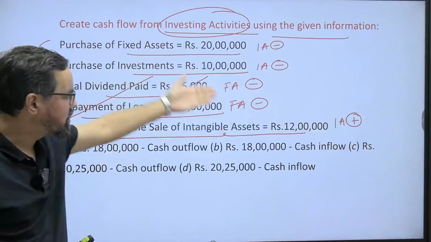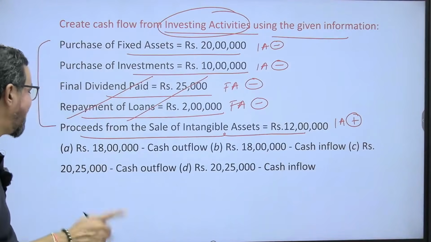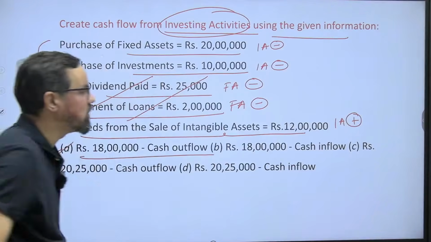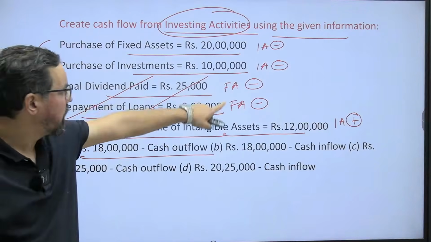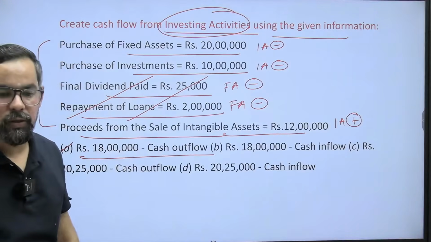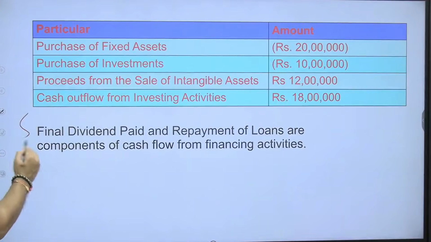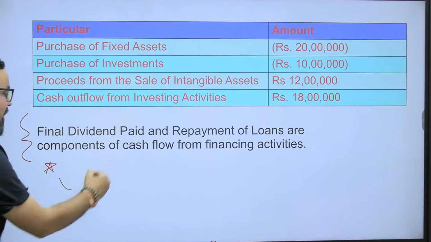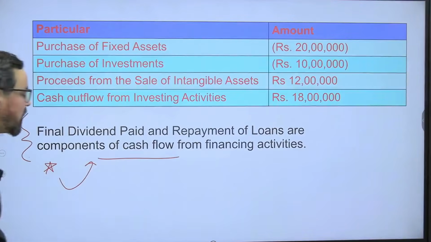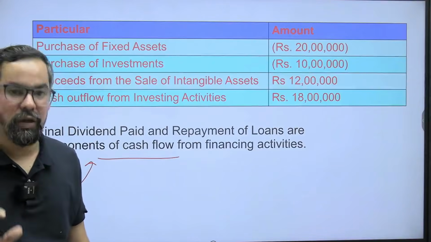Now plus minus everybody knows. So 30 lakhs minus 12 lakhs, your answer will be 18 lakhs. So 18 lakh cash outflow will be the right answer for this particular one, because the inflow is only 12 lakhs. All right, understood guys? Yes or no? It is clearly mentioned here as a note: final dividend paid and repayment of loan come under the component of financing activity, not the investing activity.